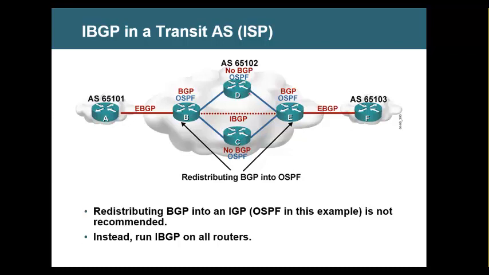most of them make a mistake here: they redistribute. They take the BGP route and translate it into OSPF, and again they take it from OSPF and put it into BGP, which is not recommended. Why is it not recommended? I'll give you two reasons.